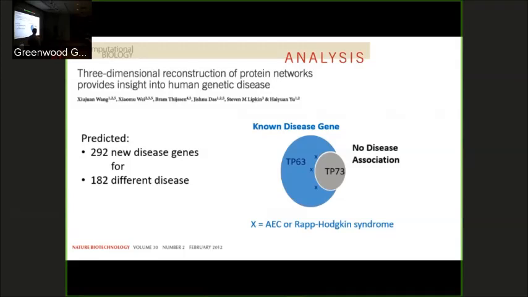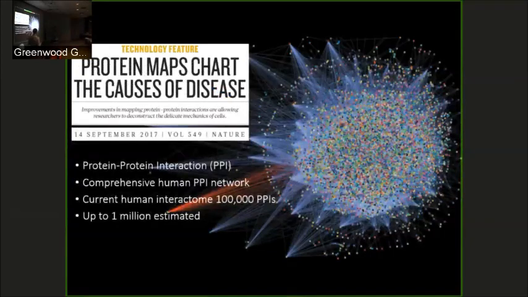TP73 has no disease association. And so in order to validate this, they took in vitro studies and demonstrated that these specific changes associated with these conditions specifically disrupt TP73 interaction and not other interactions, not folding of the protein. Unfortunately, they didn't go and find patients for us with TP73 changes, but that has yet to be discovered. But that was in 2012, and interactomics is still a hot topic.